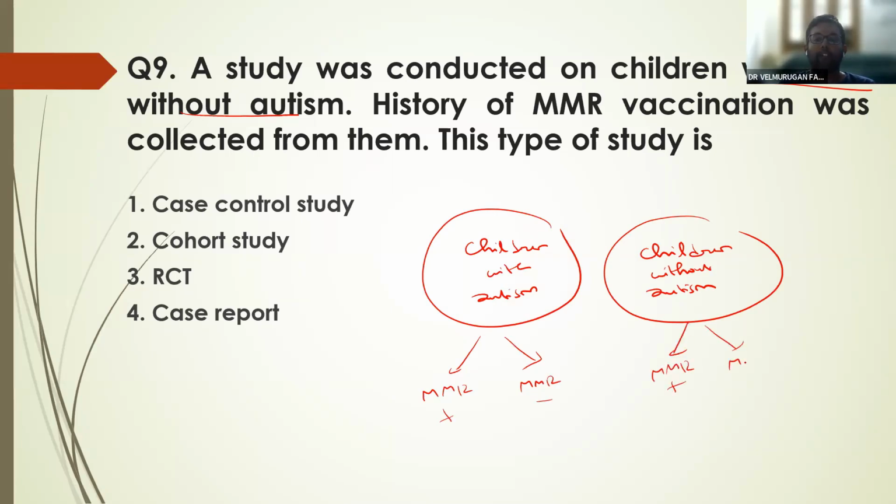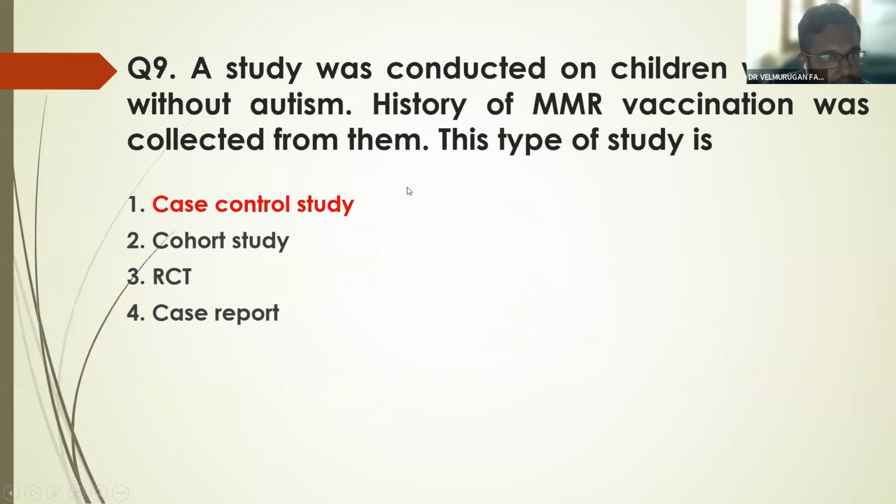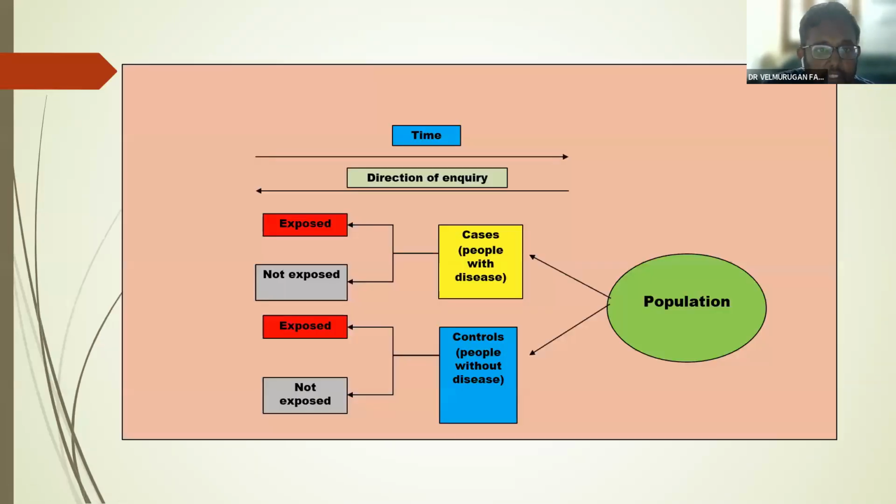So whether they are going forward or going backward, what type of study is this? Now in 2024, we are checking the children with autism, and we are checking in 2014 or 2010 whether they had the MMR vaccine or not. Since we are going back in time, this type of study is called a case control study. It is a retrospective study, since we are going back in time.